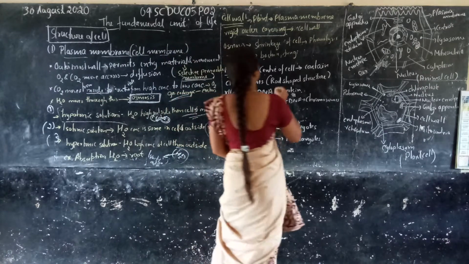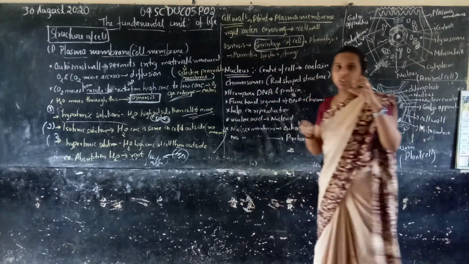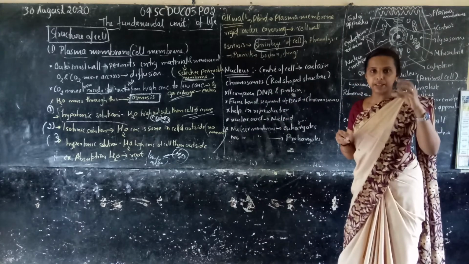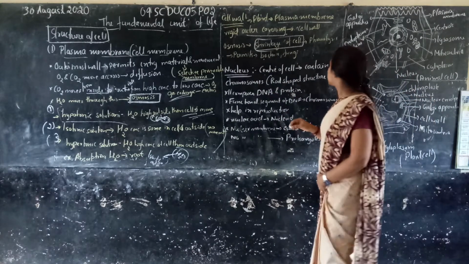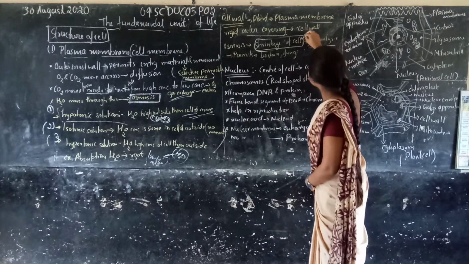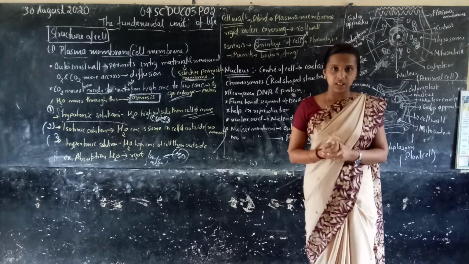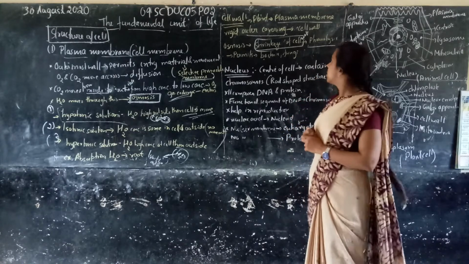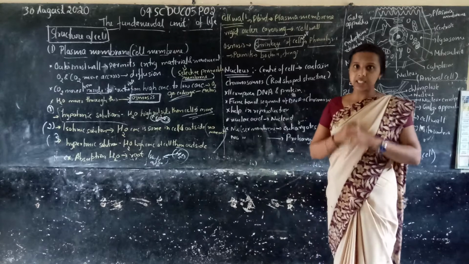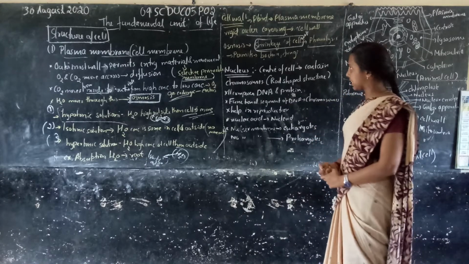Shrinkage of the cell takes place. The shrinkage or compression of the cell takes place. So this process is called plasmolysis. During the osmosis process, the shrinkage of the cell takes place, and this process is called plasmolysis.